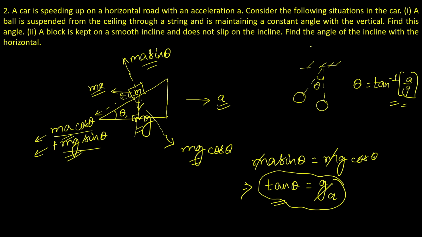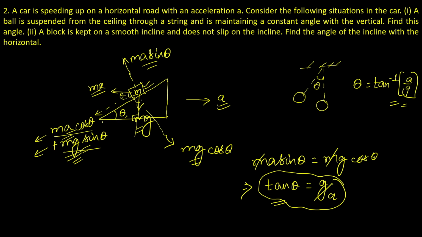But the question is, a block is kept on a smooth incline and does not slip on the incline. So here, because of the net force in this direction, obviously this mass m is going to slip. But the question is, this mass m must not slip on the incline. And for that to happen, we must have these two forces in the opposite direction. Then only both forces get balanced, and then this small mass m is not going to slip on the incline.